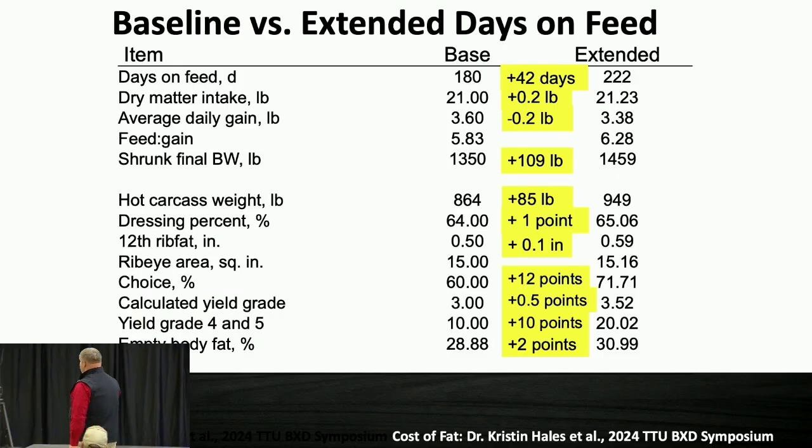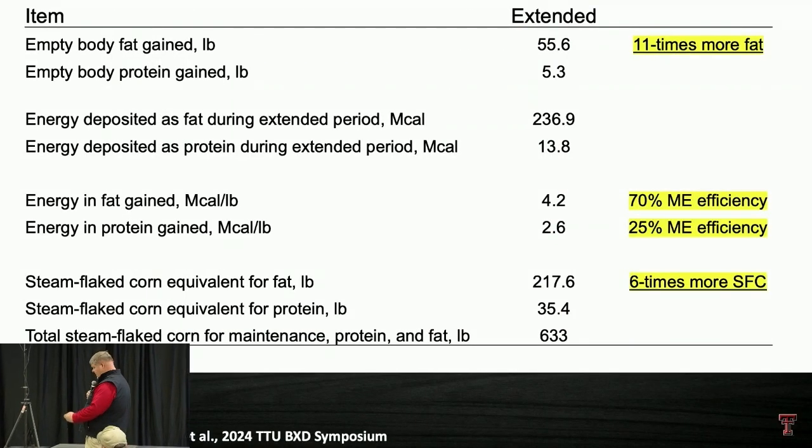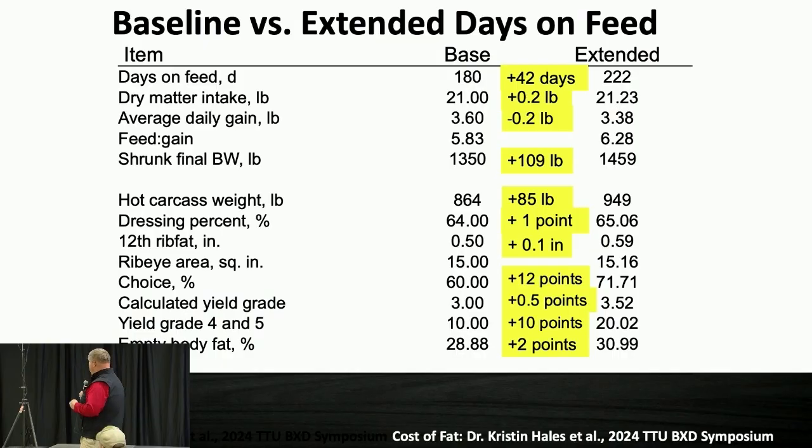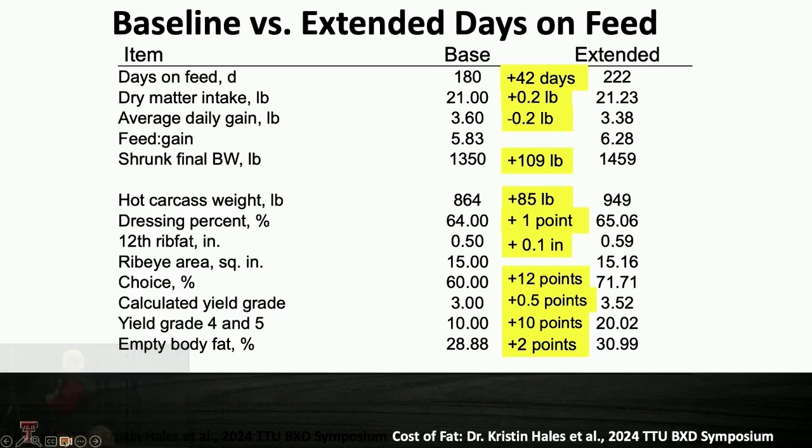So here are the data. 180 days versus 222 days on feed. Well, of course, we get another 42 days on feed in that scenario. Dry matter intake increased 0.2 pounds in the case of the extended feeding period. Average daily gain shrunk. I think we all understand that the longer we feed cattle, the lower the conversion. So we shrunk average daily gain. Shrunk body weight goes up 109 pounds. Carcass weight goes up 85 pounds.